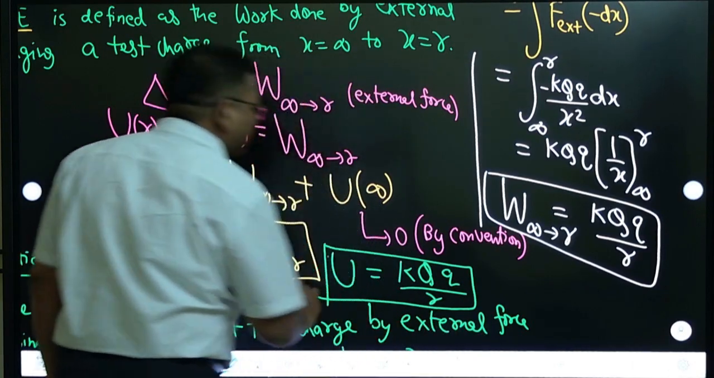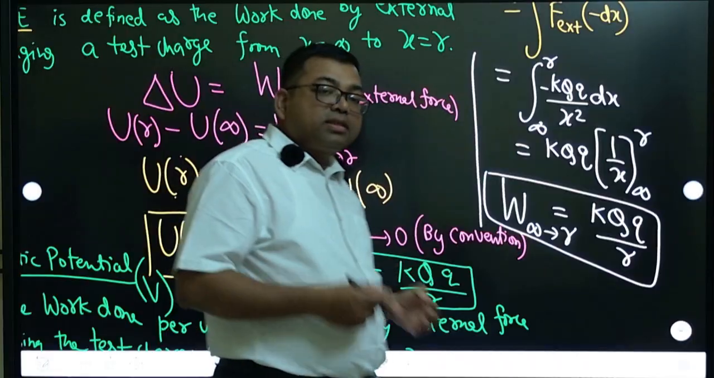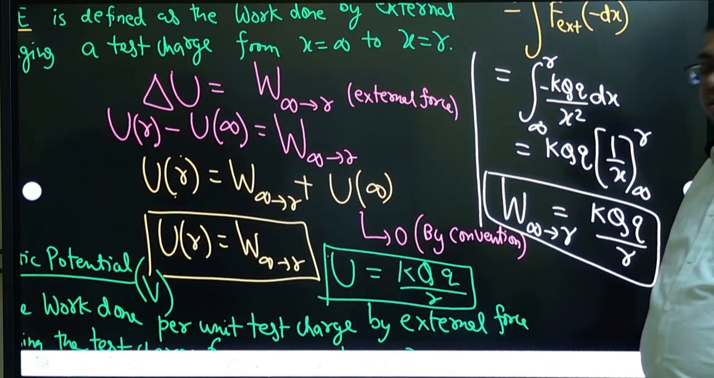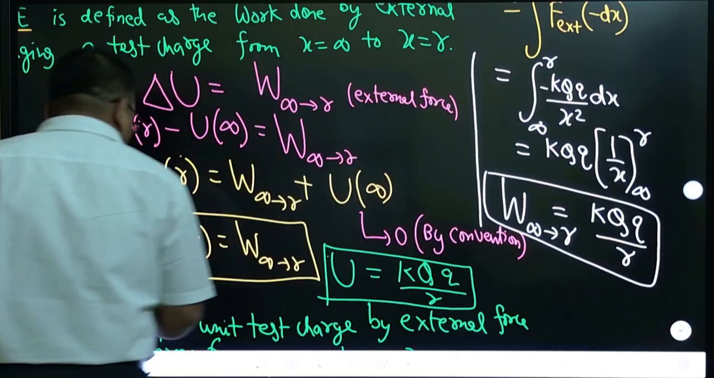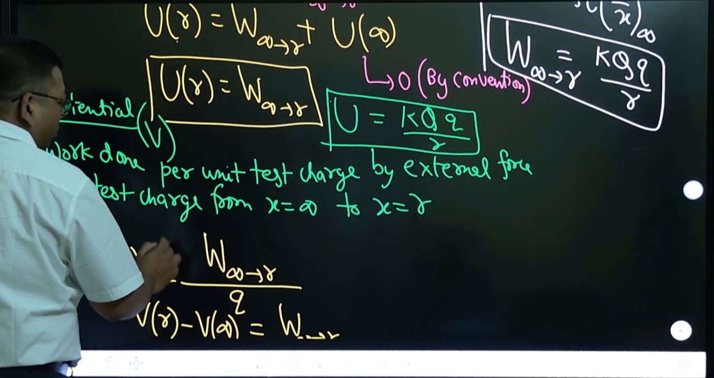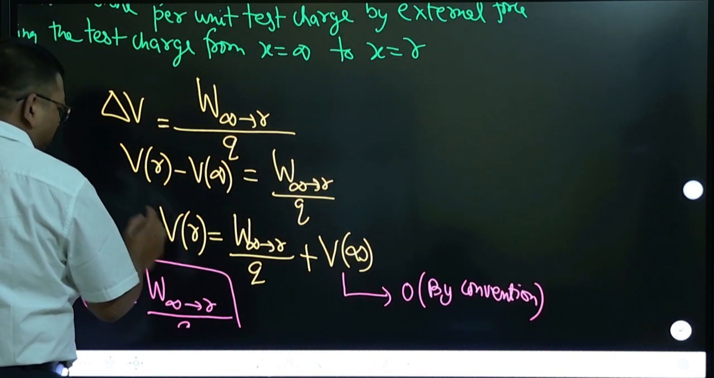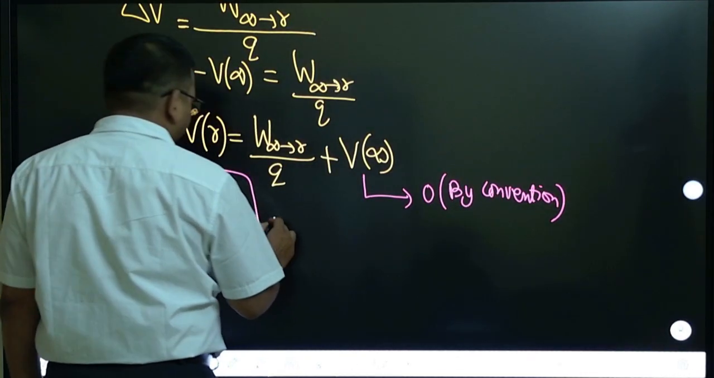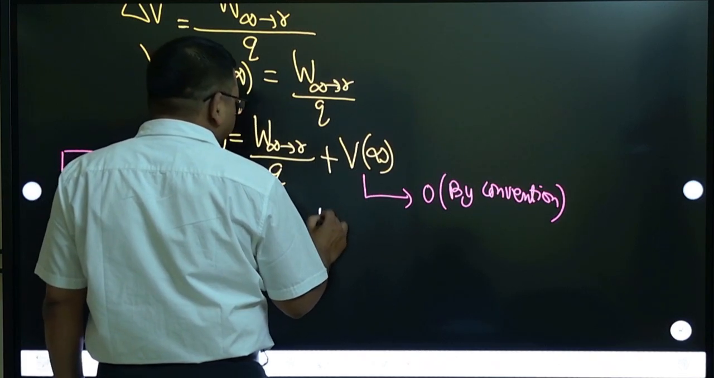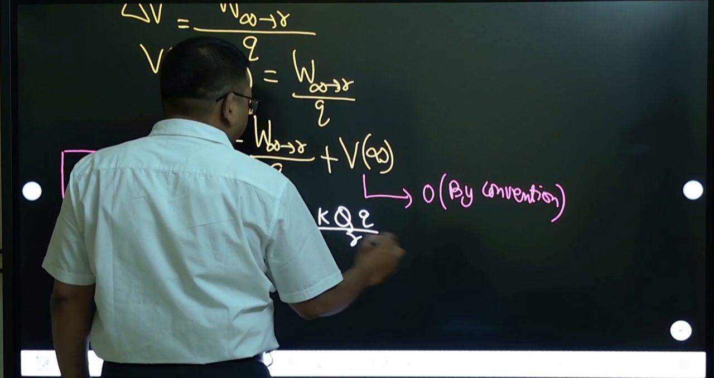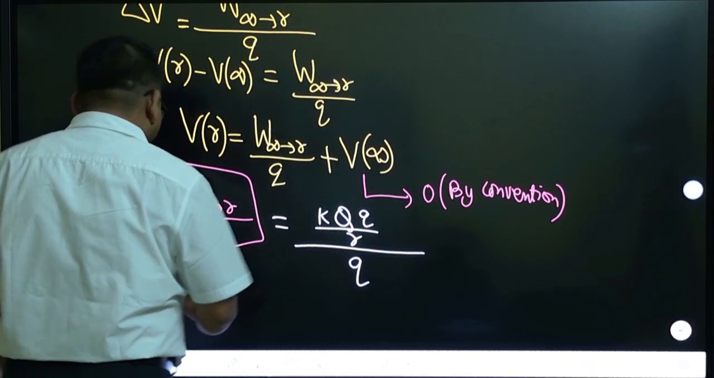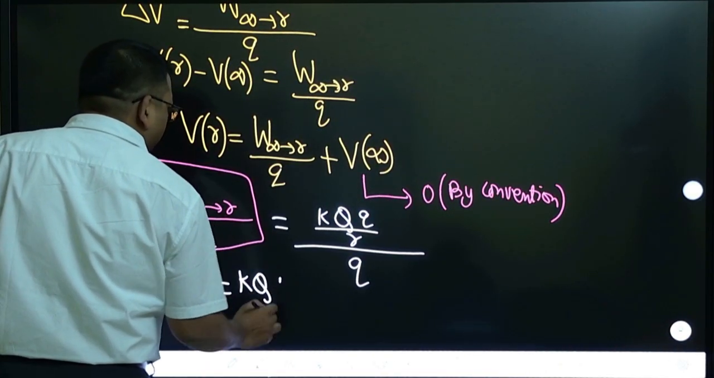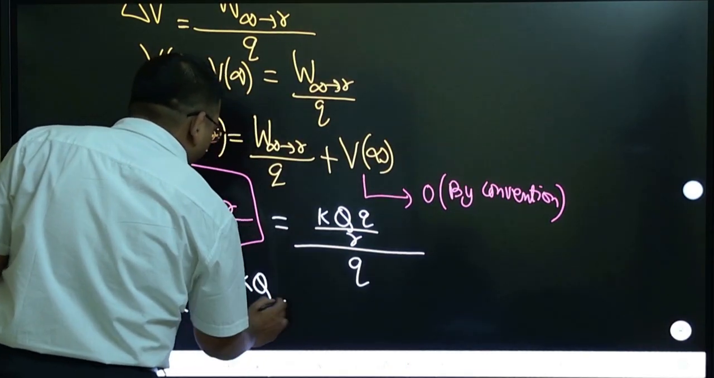R is the distance between the two charges. So if two charges are separated by distance r, the potential energy between them is k q1 q2 by r. Potential formula, just substitute here the work done by q. The work done we have already calculated, so substitute in this formula: work done is kQq by r, divided by small q. Small q gets cancelled, so the potential at that location is kQ by small r.